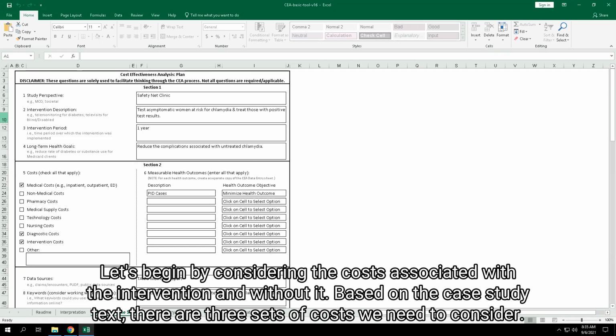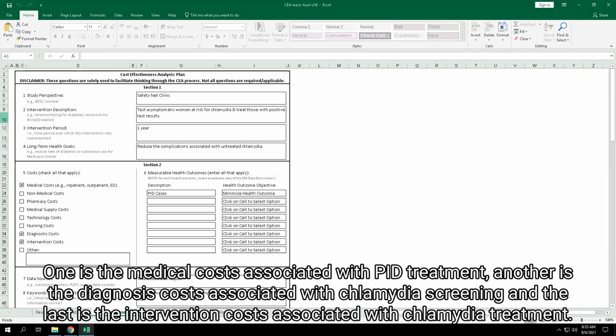Let's begin by considering the costs associated with the intervention and without it. Based on the case study text, there are 3 sets of costs we need to consider. One is the medical costs associated with PID treatment. Another is the diagnosis costs associated with chlamydia screening. And the last is the intervention costs associated with chlamydia treatment.